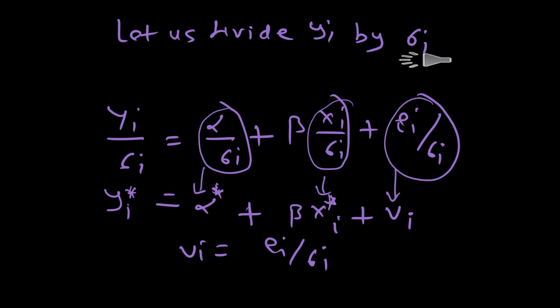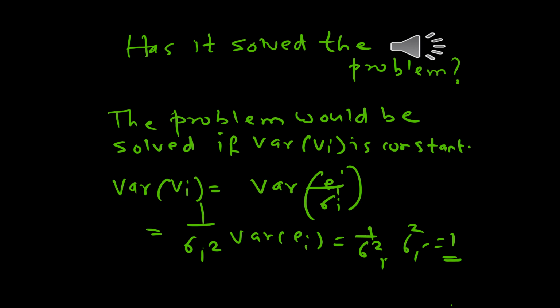So what we have done is actually transformed the data. Now let us see whether it solves the problem of heteroskedastic disturbances. Yes, the problem was that the variance of the error term in the original equation was not constant. So the problem would go away if the variance of the error term in the modified equation is constant. So let us find out what is the variance of vi.